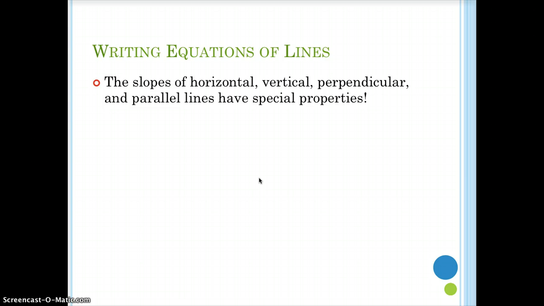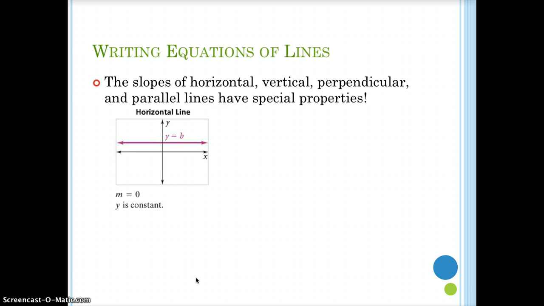All right, so our last thing to talk about in section 2.2 are four special cases: horizontal, vertical, perpendicular, and parallel. Now, these four lines have properties that you may just have to memorize. They do make sense logically, but if you're finding trouble remembering which one is which, then you may just want to add these things to your study guide that we were creating and memorize it for a test or quiz over this material.